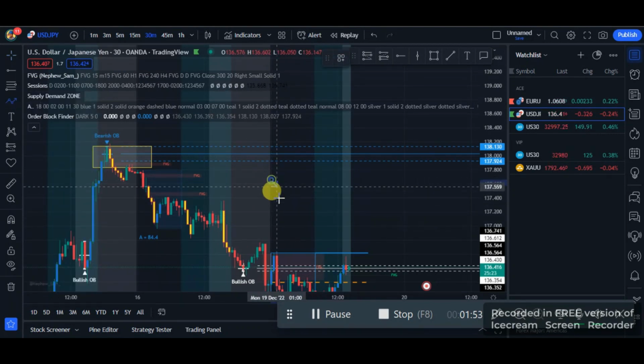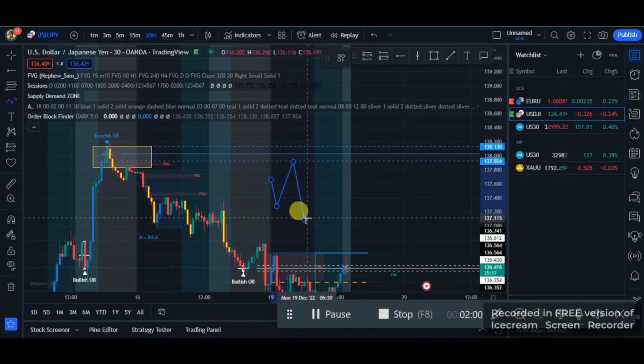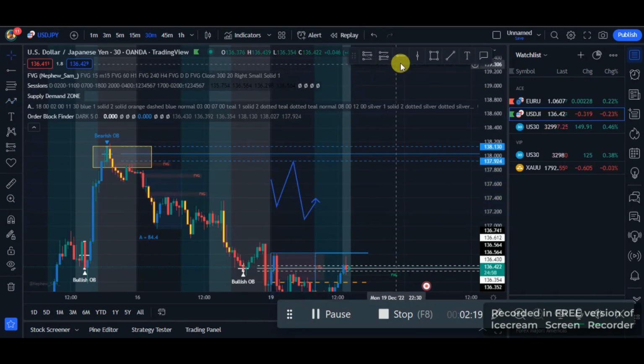So guys, you want to look for an area where there's a move to the downside. Let's assume this is a strong move to the downside. Then you wait for a supply zone here, a selling supply zone to the downside, and there's an order block at the top of this point here. What you want to do now is wait for price to retrace back to the order block. Let me do that myself so I can show you what it looks like.